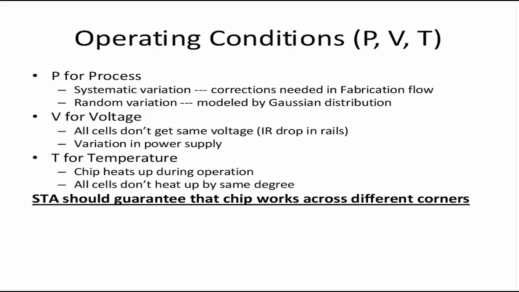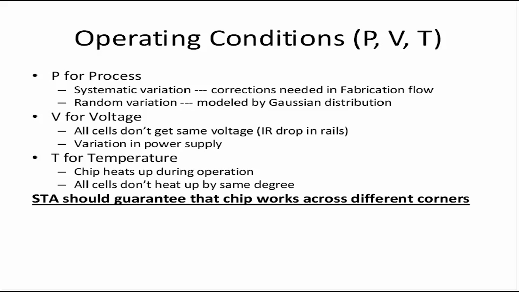Second is called random variation. On such a small scale of manufacturing, let's say again we talk about 65 nanometers, not all PMOS and NMOS devices will have the same channel length. They will most probably follow a Gaussian curve. We'll see an example of that. Most of the devices will have channel lengths very close to 65 nanometers. Some of them will be beyond 65 nanometers. Some will have channel lengths less than 65 nanometers. This type of variation is called random variation. It is modeled by a Gaussian distribution.